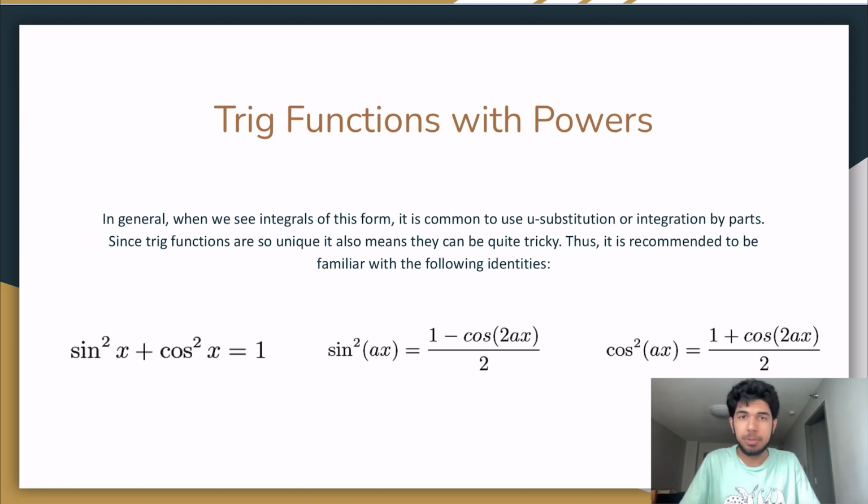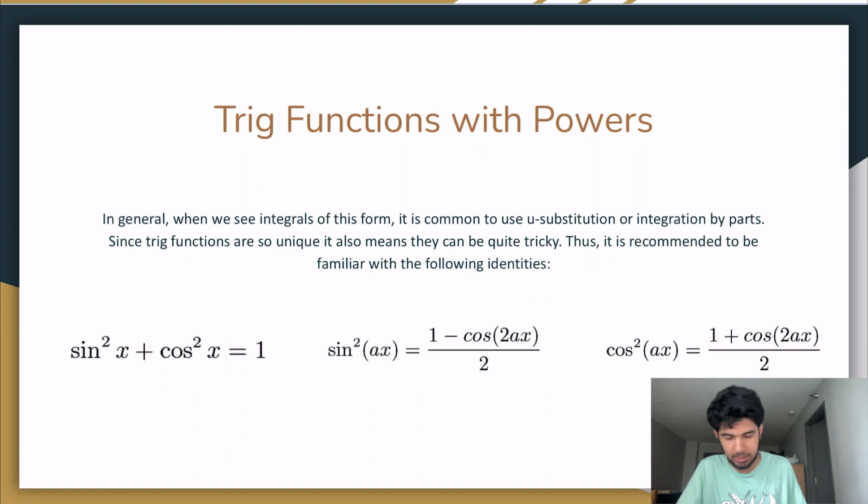So it's important to be familiar with some of your trig identities, the ones shown in the slide being the most common ones. First, you have sine squared x plus cosine squared x equals 1, very helpful. And then you have your half-angle formulas. Sine squared of ax equals 1 minus cosine of 2ax divided by 2. Cosine squared of ax is pretty similar, 1 plus cosine 2ax over 2, so the difference being this sign here. These are the half-angle formulas.